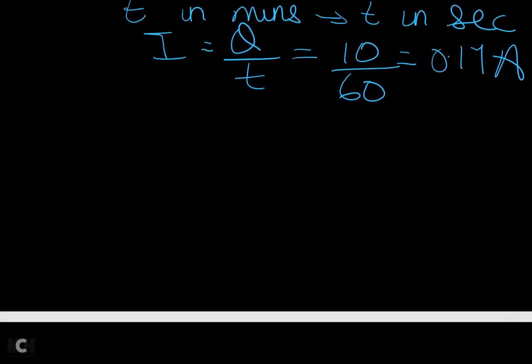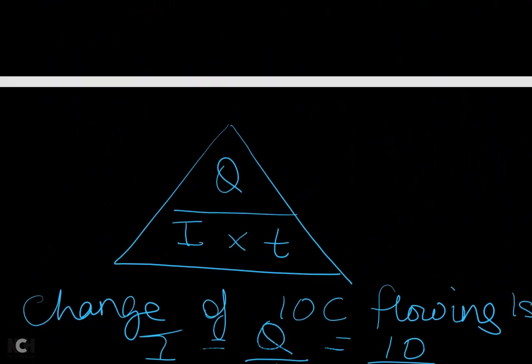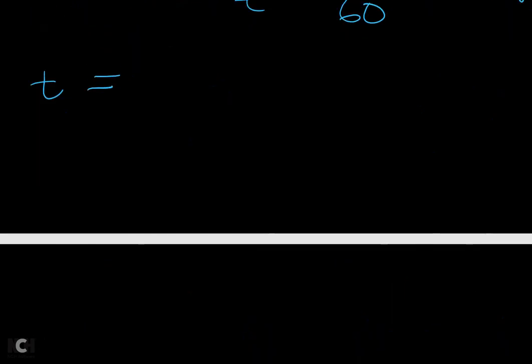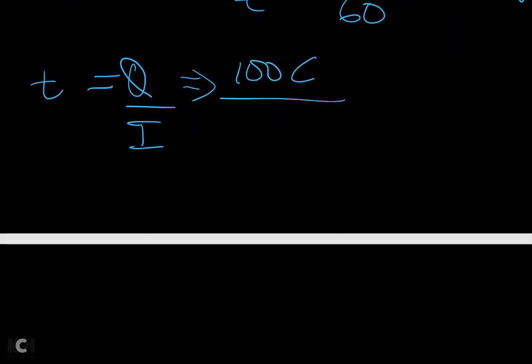All right. So if I wanted to get time, if I go up to my pyramid here, I cover T, so it's Q over I. So here, if I had a charge, for example, of 100 coulombs, and I divide it by a current of 2 amps, then 2 into 100 is 50 seconds. In the same way, if I wanted to get Q, that is equal to I T.